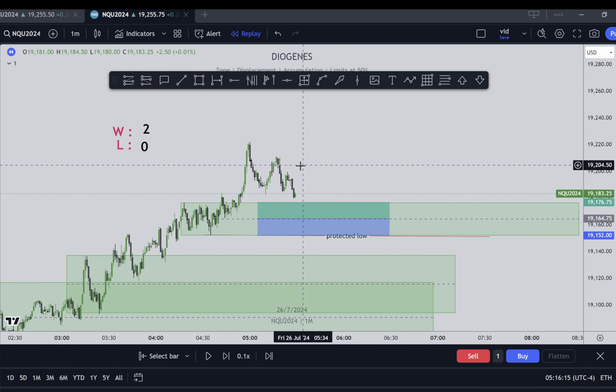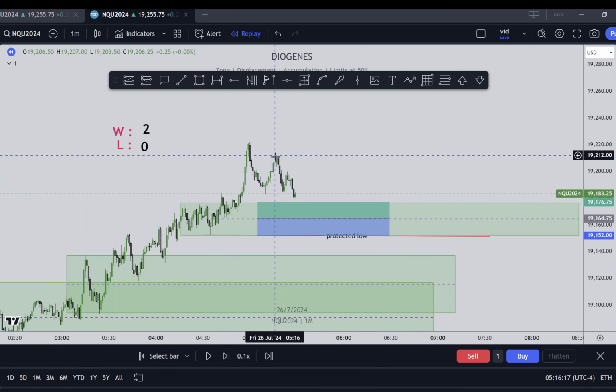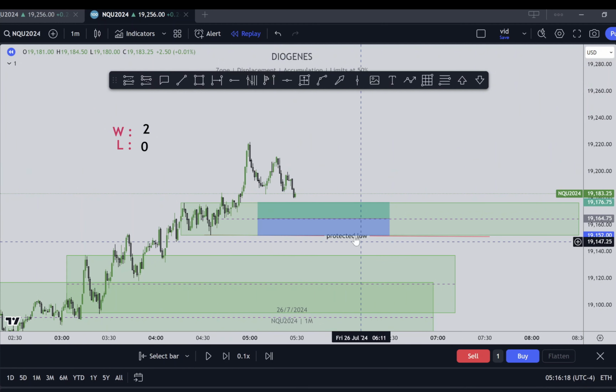I have an internal structure, maybe leading back to this 50%. Since we closed under this, this is for me a bearish zone. Did it take liquidity? Yes, it took liquidity from this small time frame zone. Will I take it? Absolutely, if they tag me in. Let's see.